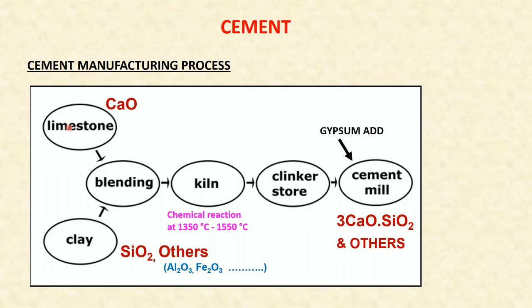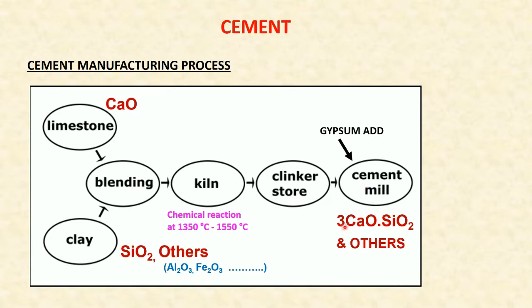Lime is the composition of calcium carbonate or calcium oxide. Clay is the composition of silica, alumina, iron oxide, etc. Both react at a temperature of 1350 to 1550 degrees Celsius and form clinker. Again, the clinker is ground and gypsum is added, becoming cement powder.